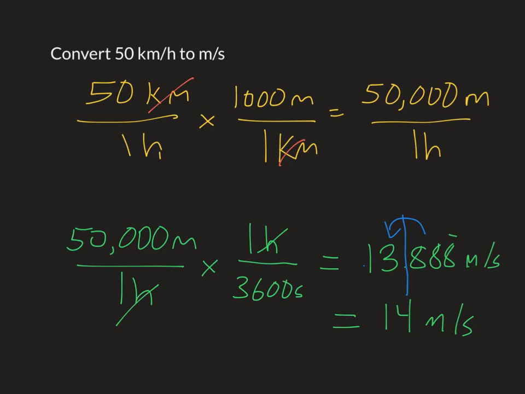All right? And again, when you look at mathematically the work that I did, when we ignore all these ones being in here, all I did was take 50, multiply by 1,000, and then divide it by 3,600. So that's a shortcut for those of you who can kind of pick up on that a little bit faster.